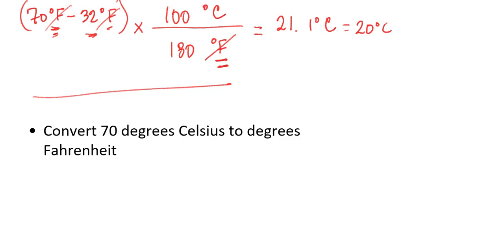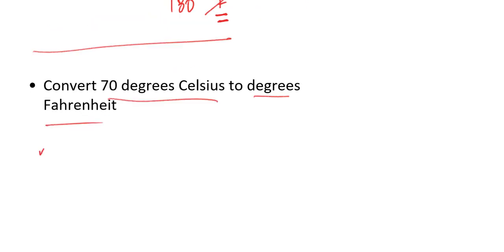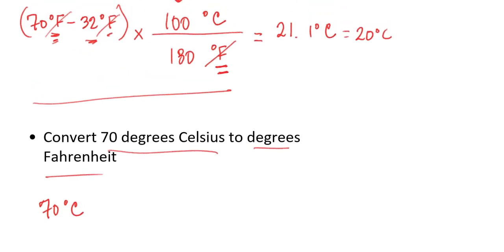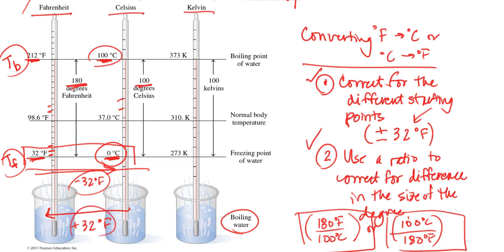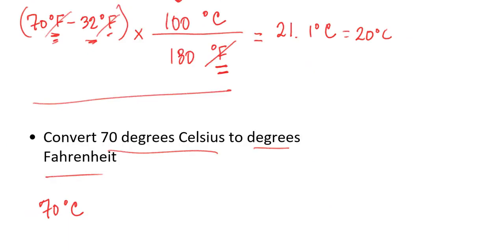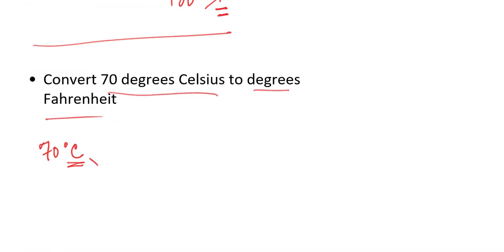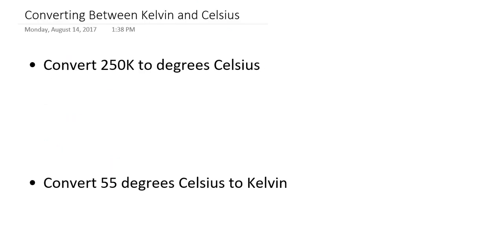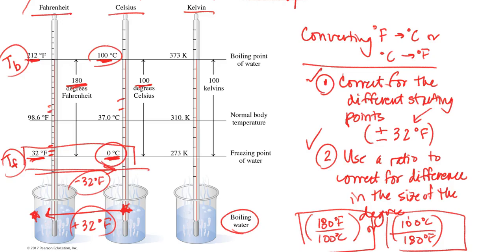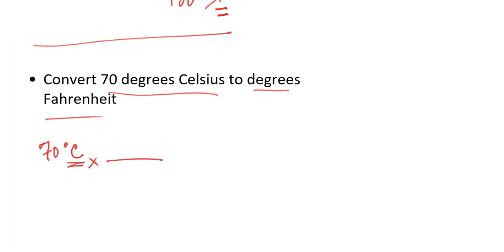Let's try another one going in the opposite direction. So I'm going to convert 70 degrees Celsius to degrees Fahrenheit. So I'm going to take the same approach, 70 degrees Celsius. Now if you notice, in this case, I'm going to need to add 32 degrees since I'm going from Celsius to Fahrenheit. But I don't want to do that addition now because I'm not yet in units of degrees Celsius. And so what I'm going to need to do is use my conversion factor, where I'm going to use this ratio or that ratio to change to units of degrees Fahrenheit.